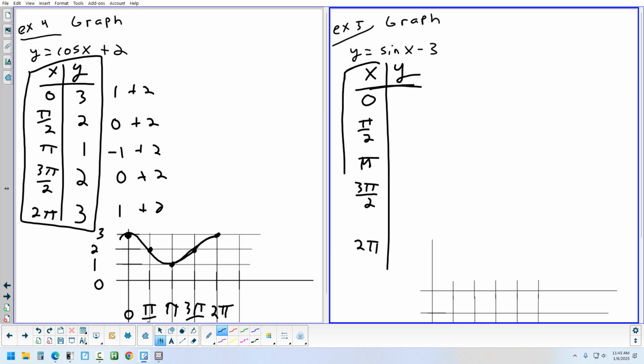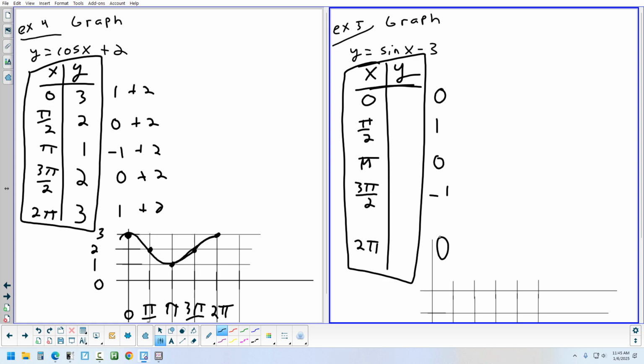Okay, so I got those. Those are the same. What are my y's for sine? Just the original. 0, 1, 0, -1, and 0. Yep. So we got all our y's. And now we need to do something to them. What are we going to do to all 5 of those? Subtract 3. We're going to subtract 3.